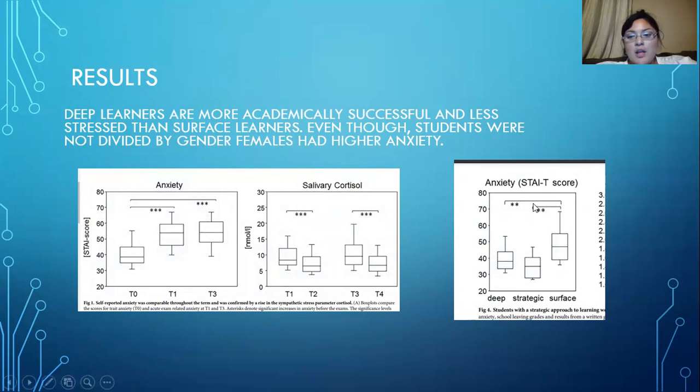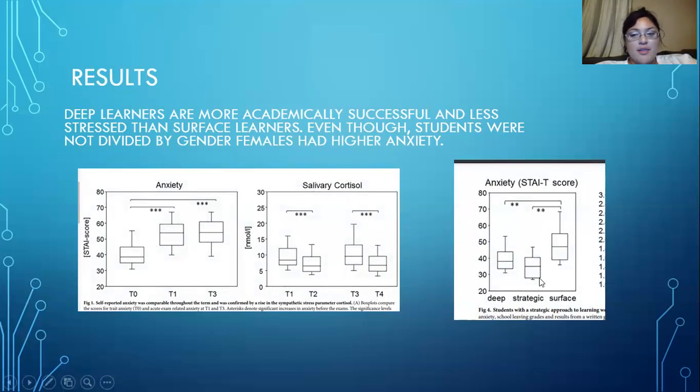And over here, it shows the level of anxiety between the three. So you have the deep learners right here, the controlled is at 50, and then the surface learners had 70. And to me, that was kind of interesting to see, because I didn't know what to think, but I was kind of impressed with the results.